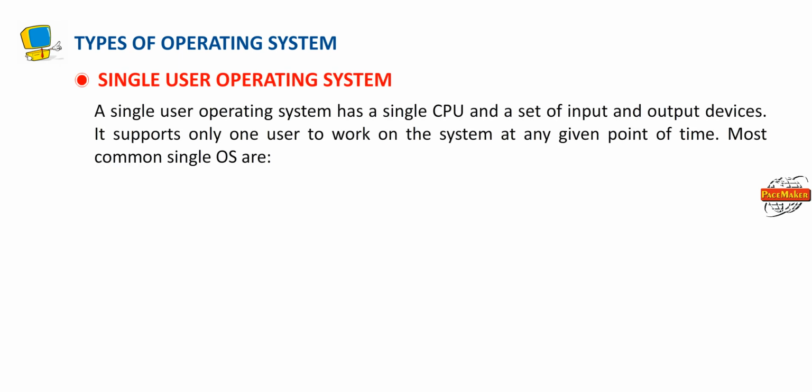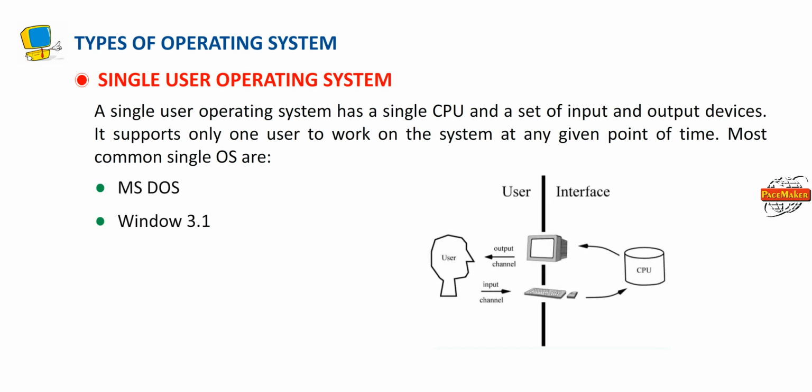Types of operating system. The most widely used operating systems are single-user operating systems. A single-user operating system has a single CPU and a set of input and output devices. It supports only one user to work on the system at any given point of time. Most common single-user OS are MS-DOS, Windows 3.1, Windows 95.